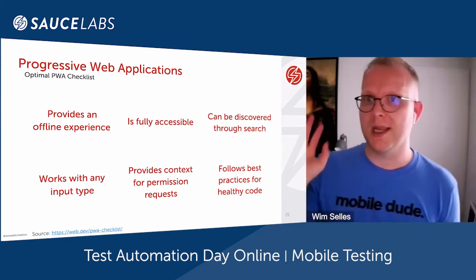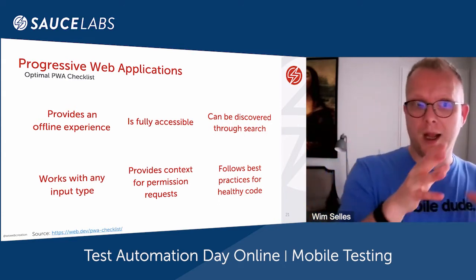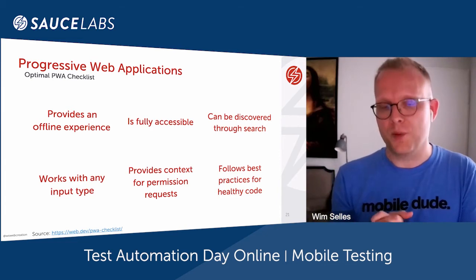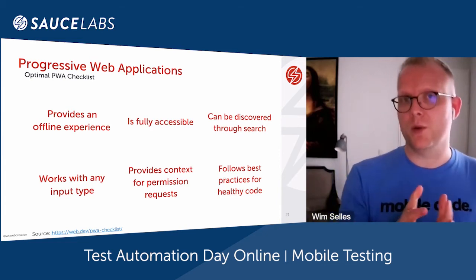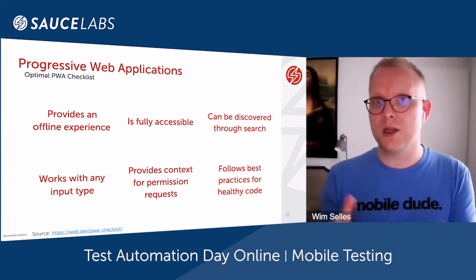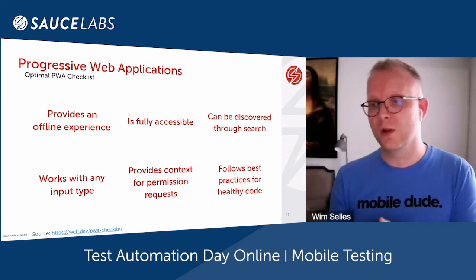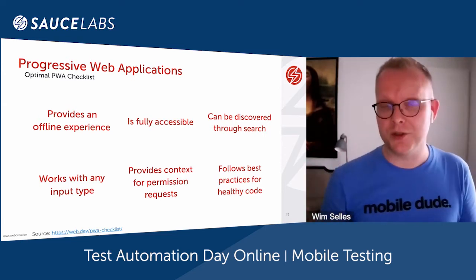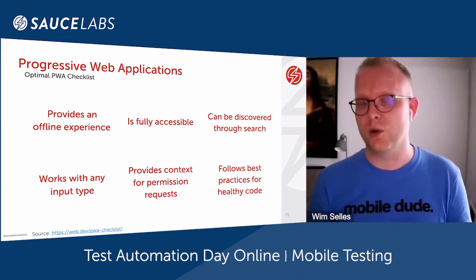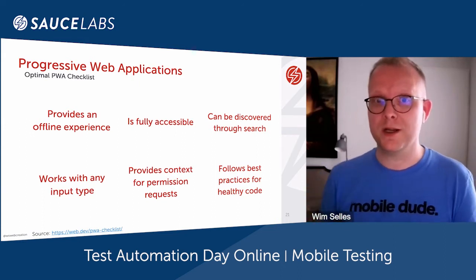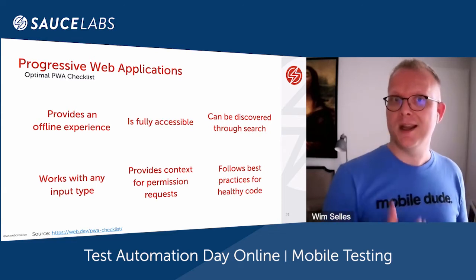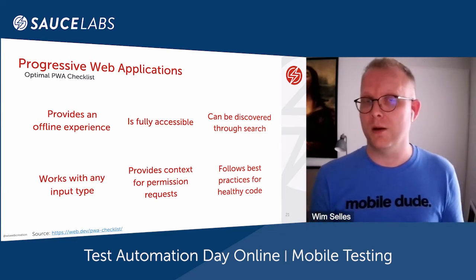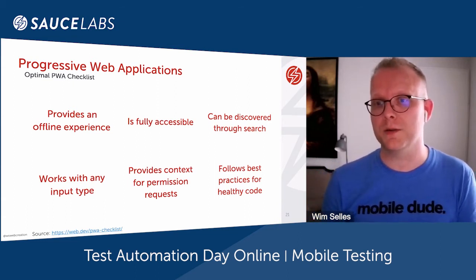Also important, can it be discovered through search? Look into also the input types. Provides context also for permission requests. And what I mean with permission request, sometimes a PWA needs to get access, for example, to show you notifications. So you might want to check this on Chrome, for example, on your Chrome mobile device. If you open your site, will I see that permission dialog? If you're not seeing that permission dialog, you know there's something wrong in your application.